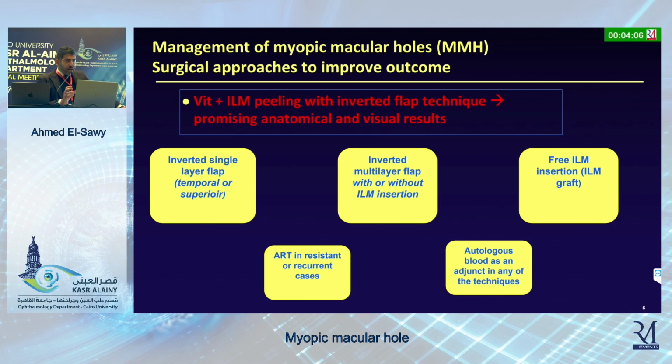So the inverted flap technique itself has passed through a lot of modifications. We have the inverted single layer flap, which could be temporal or superior. We have the inverted multi-layer flap, which is the envelope technique, with or without plugging the ILM inside the hole. And we have the free ILM graft. And recently there has been the autologous retinal transplant for resistant or recurrent cases, and it can be used in myopic holes as well. And all of these techniques could be associated with the use of autologous blood to close these holes.